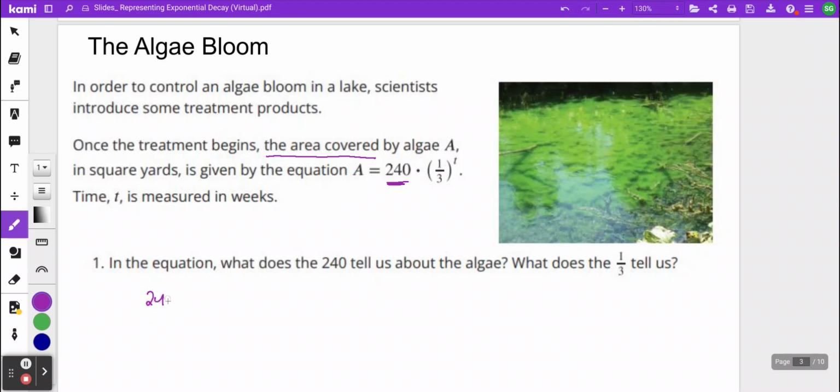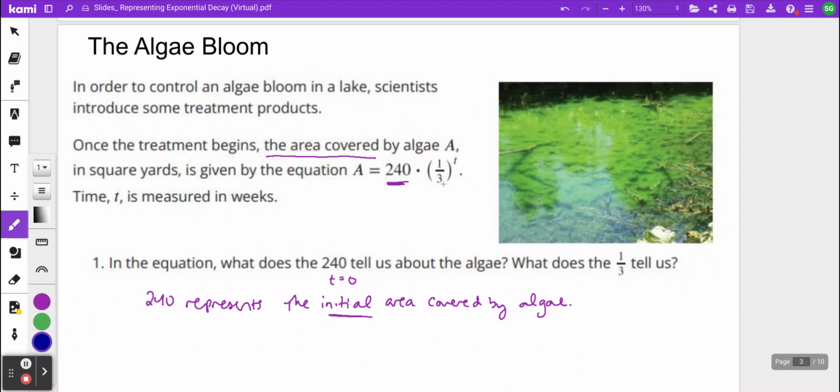So I could say 240 represents the starting amount, beginning amount, initial amount. I'm going to write the initial area covered by algae. You have to say something about the initial or beginning amount of algae because this tells us we're talking about when time is 0. You can't just say it represents the amount of algae because that amount of algae, the scientists are hoping is going to change. They're hoping it's going to go down. That first number there always represents the initial amount.